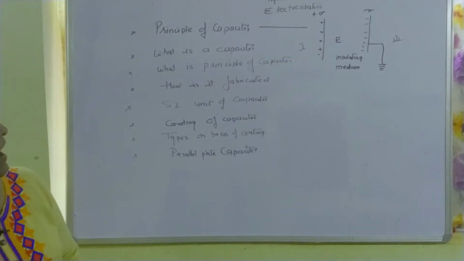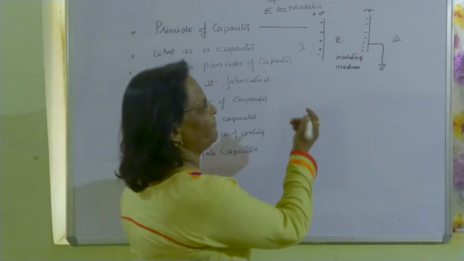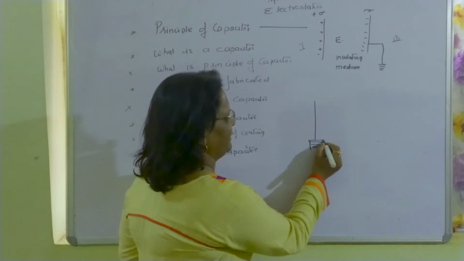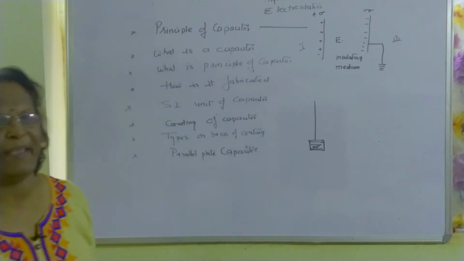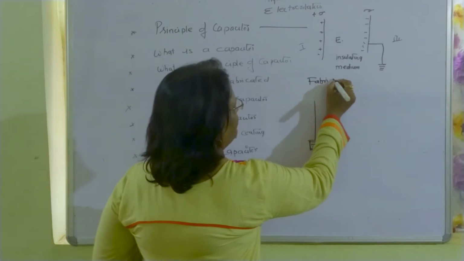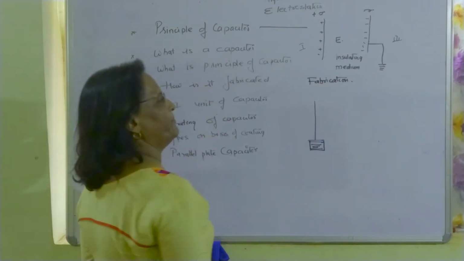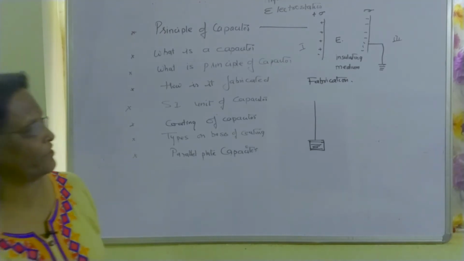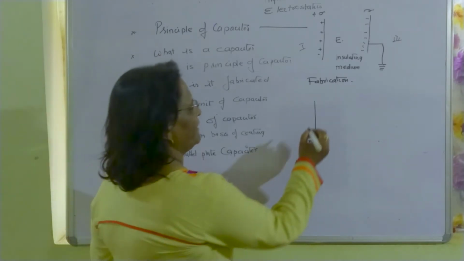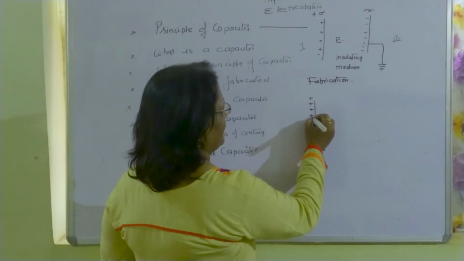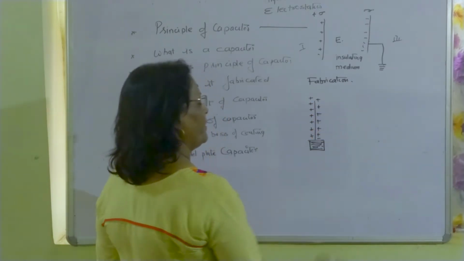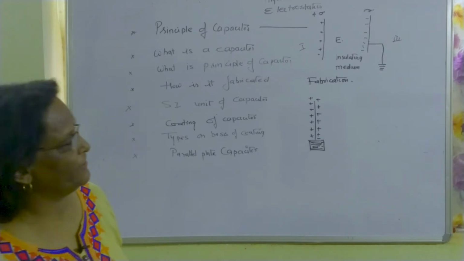Now, how is it fabricated? In general terms, this is how we can make a parallel plate capacitor. We take a plate and place it on an insulated stand. On this plate, we supply charges. When we supply charges on a metallic plate, the charges will reside only on the surface.